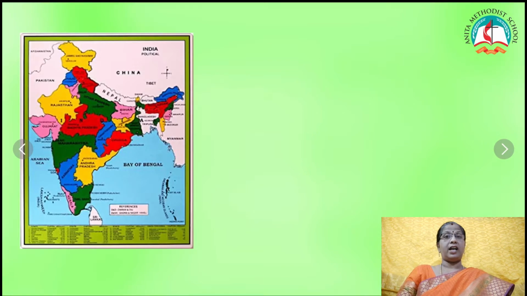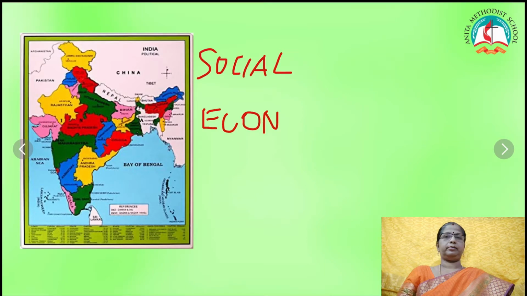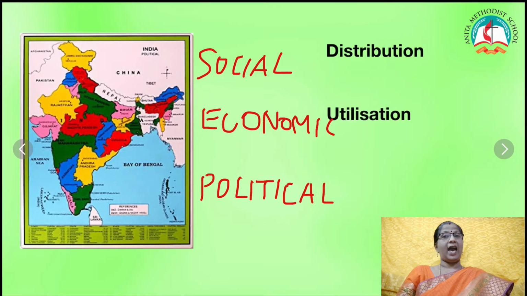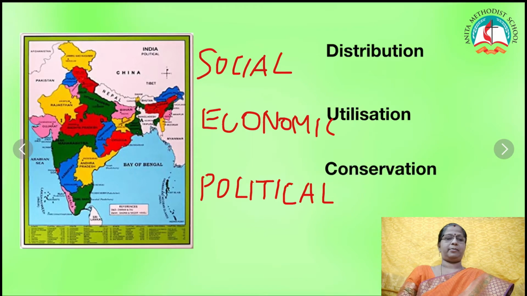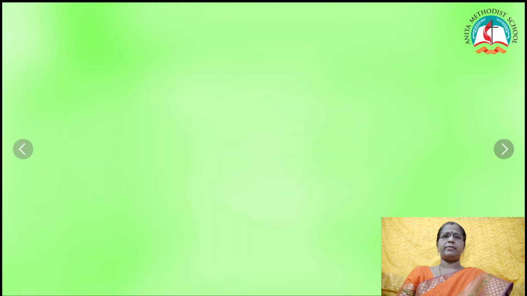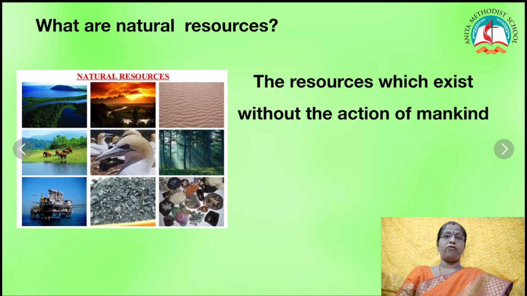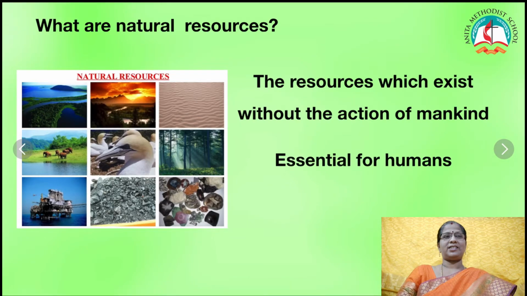So children, a country's social, economic, and political strength lies in the distribution, utilization, and conservation of resources. What are natural resources? They are the resources which exist without the action of mankind. The natural resources are very, very essential for humans. Shall we learn about the importance of resources?